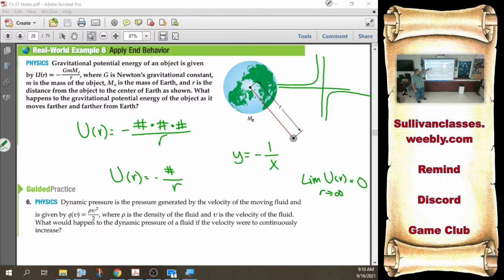What happens to the gravitational potential energy of the object as it moves farther and farther from Earth? It will approach 0. Now, it'll never be pure 0. Technically, there is an asteroid on the other side of the galaxy that is pulling on us right now. But its impact is so infinitesimally small, it might as well be 0. That's why we say it approaches 0. The limit as I approach infinity is 0.